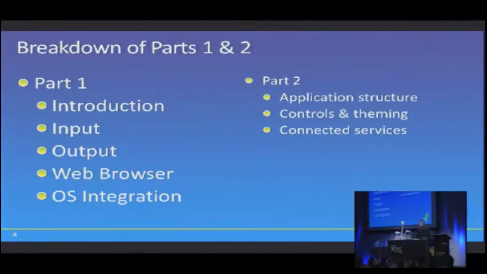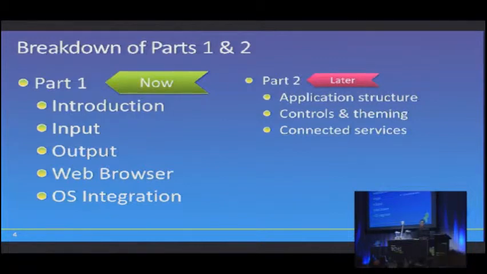So as I mentioned, this is a two-part session. This first part will cover basic things like how you get input into the phone, how you get output out of the phone, using the web browser and embedding HTML and JavaScript inside your application, and some of the OS integration features that we have. And then part two, which happens not directly after this, but later this afternoon, we'll talk a bit more about structuring an application, a bit about controls and theming, and also some of our cloud services that we support on Windows Phone 7. So that's the breakdown of the two. And just to be clear, now we're talking about part one, and this afternoon we'll talk about part two.